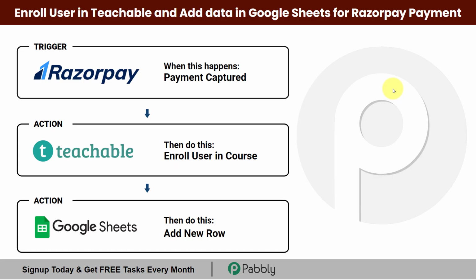Now to do this, we are going to integrate Razorpay, Teachable and Google Sheets with each other using Pabbly Connect. So here our trigger will be Razorpay, which is a payment gateway. Our action application first will be Teachable, which is an online course platform, and our final action application will be Google Sheets. Now to understand how you can integrate and automate this entire process, let's start.